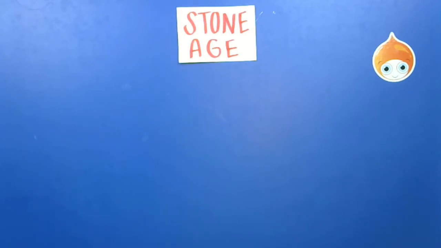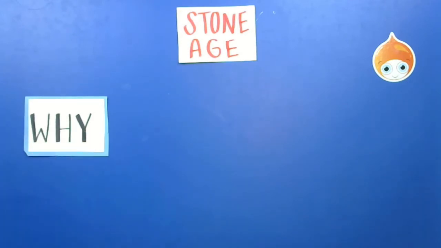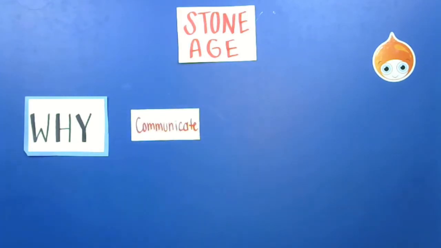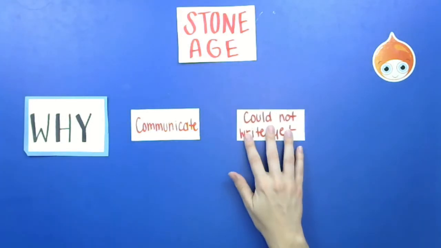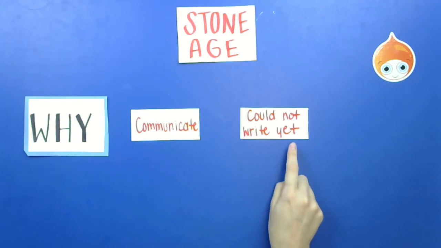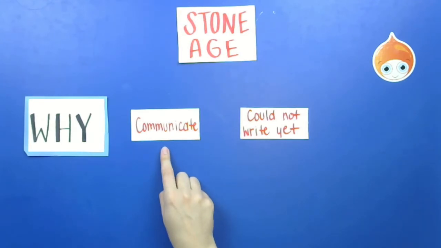All right, now we're going to move into our why. So why did the Stone Age people create the art that we just saw? And the first way is to communicate with people. They wanted to show people what they were doing. And that's really important because they could not write anything yet. So during this time of the Paleolithic and Neolithic, they could not write things out, so they drew pictures to communicate with all the people around them.